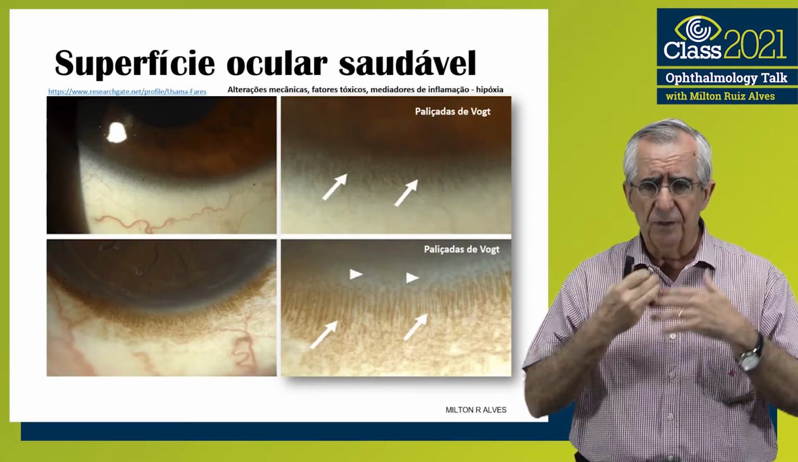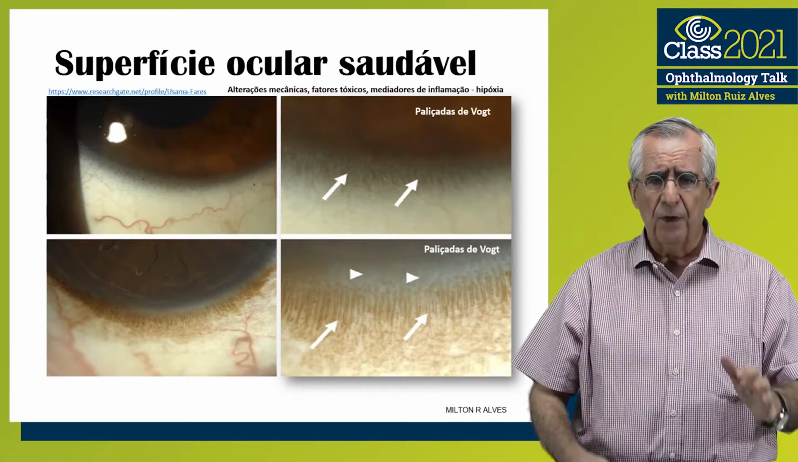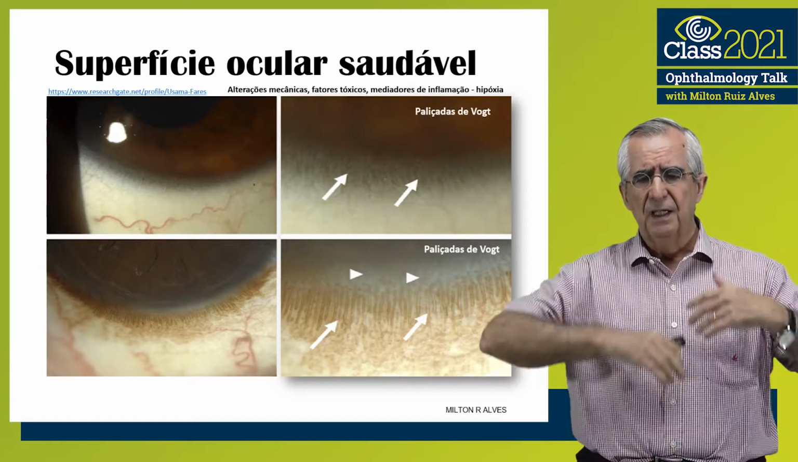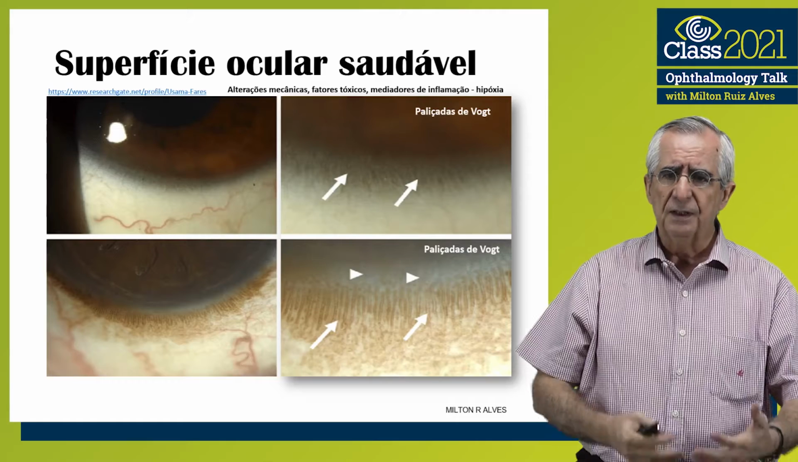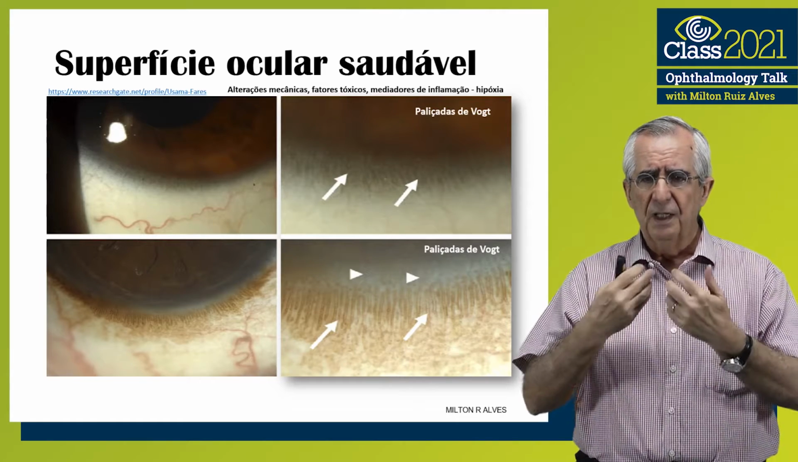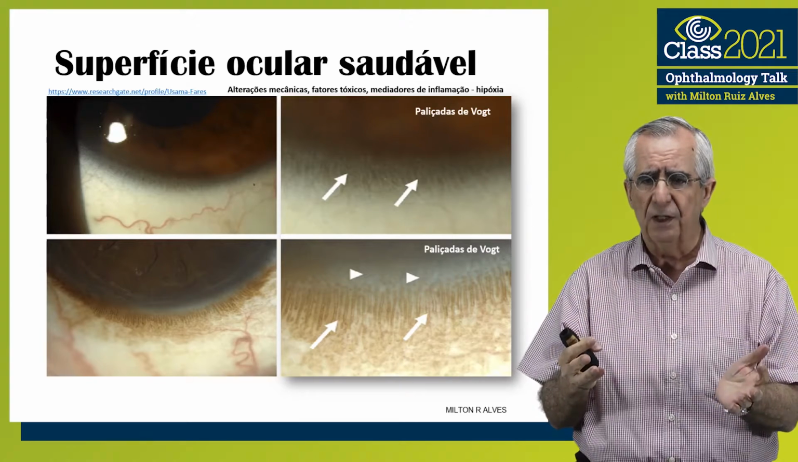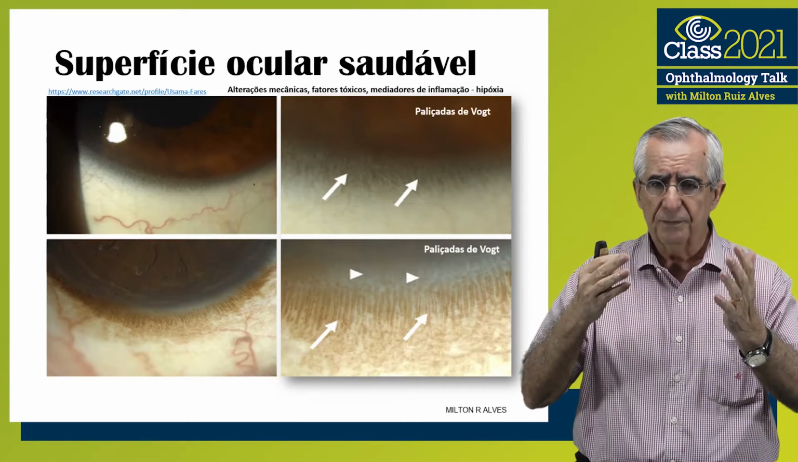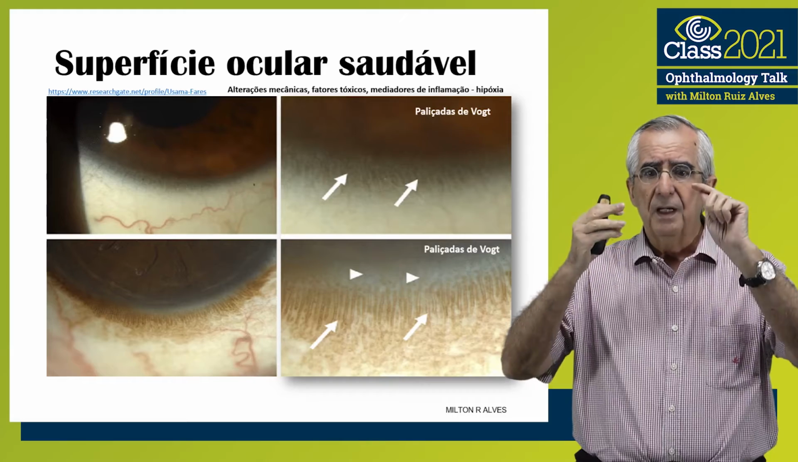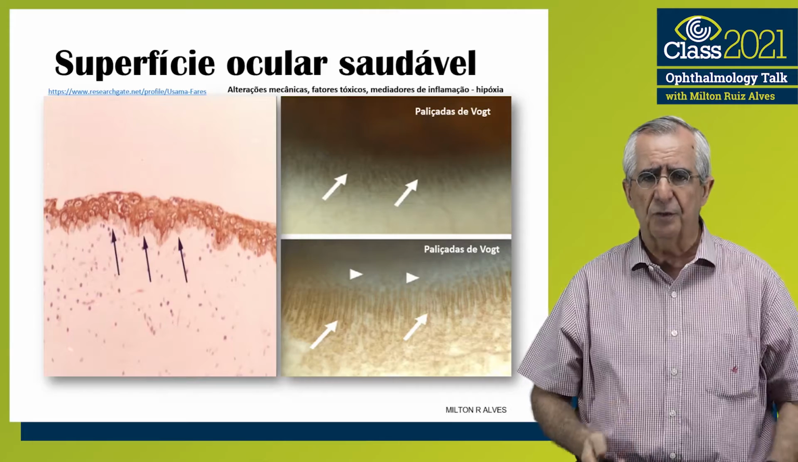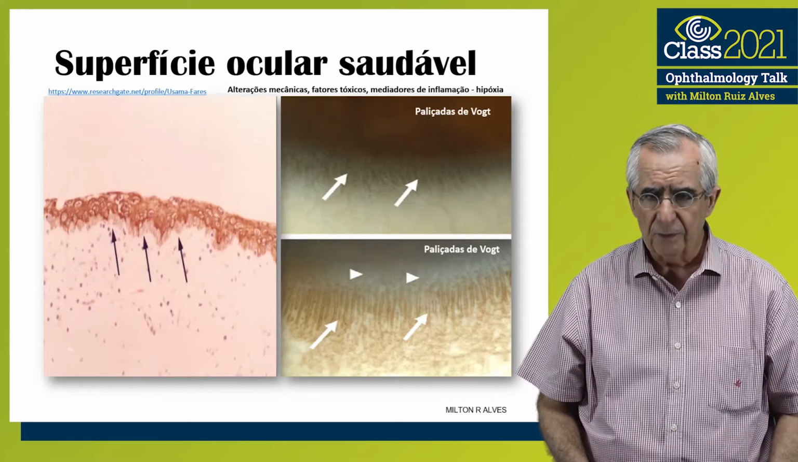We also want to remember that the use of contact lenses can induce mechanical changes, toxicities, and release of mediating factors of inflammation and hypoxia, causing a morphofunctional change in the Vogt palisades. And it's in these Vogt palisades, especially in its crypts, that the stem cells are to be found.